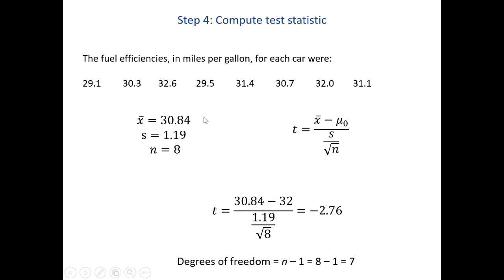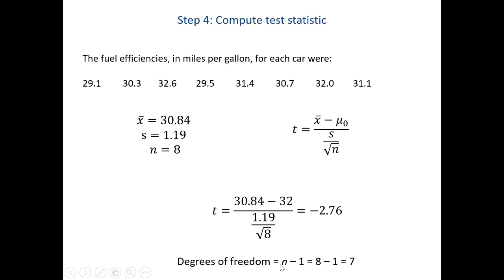So in the sample, yeah, it does seem like the cars actually got a little bit worse gas mileage than 32 miles per gallon. But is that a significant difference? Well, it all depends on how much we expect x bar to vary from sample to sample due to sampling variability. So on the bottom here, we have the standard error of the mean. That's going to describe typically how much we expect x bar to fluctuate. Okay, so we crunch those numbers and we wind up with a t statistic of negative 2.76.